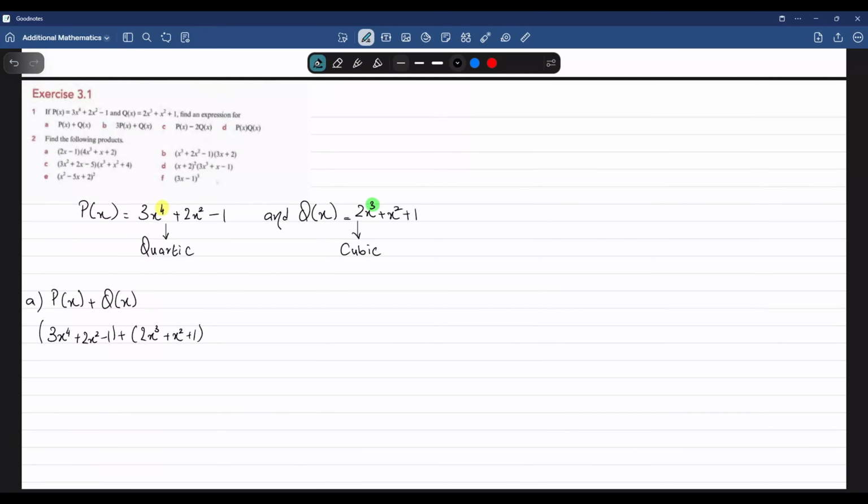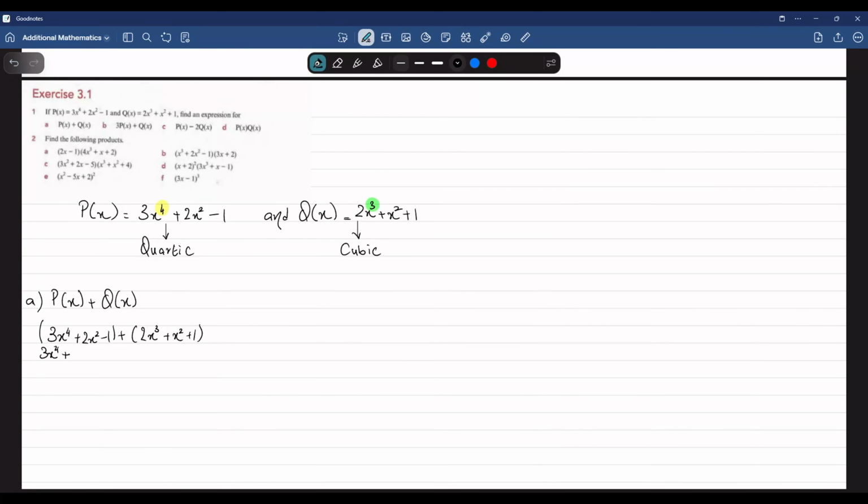Okay, now we're going to just follow this down because there's no change here. 2x squared minus 2x squared minus x squared plus 2x cubed, and then minus 1 plus 1. Okay, so now we're going to copy this down in descending order.